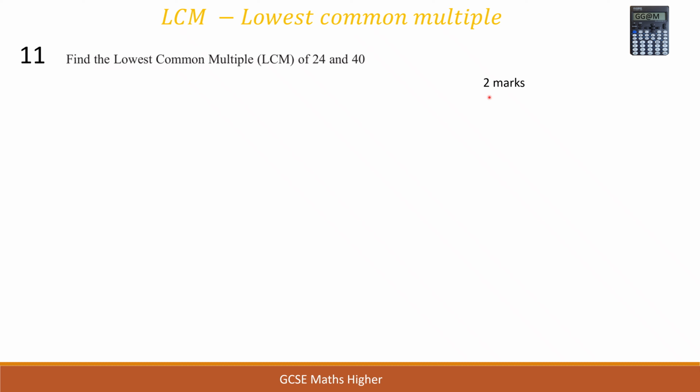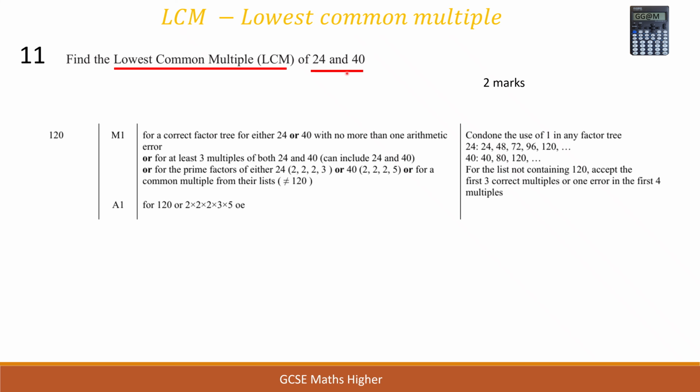Press pause, have a go at doing it for 2 marks, and then press play when you're ready to hear the mark scheme. So the mark scheme says the answer is 120. M1 is a method mark for the first part, and A1 is the answer mark for this bit here. OE means or equivalent, so you need to make sure you understand that. Make sure you can get the answer of 120.